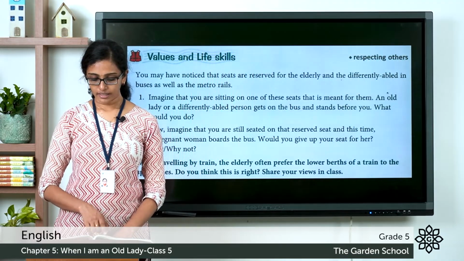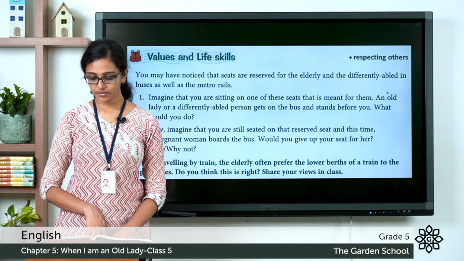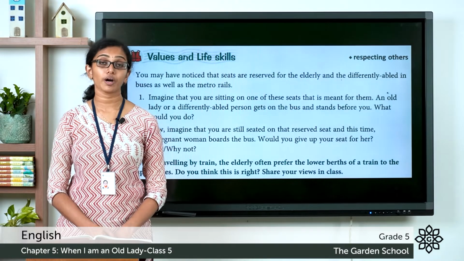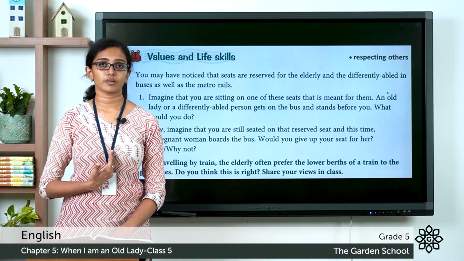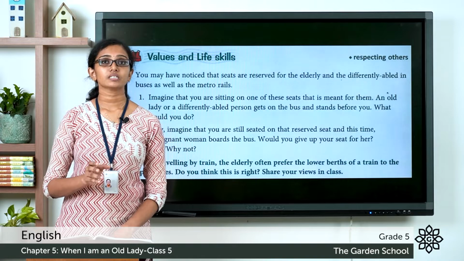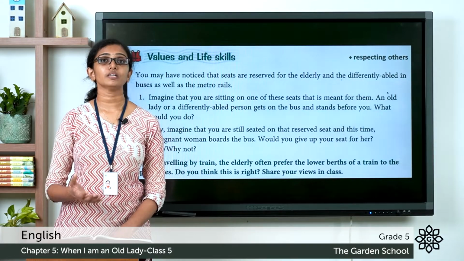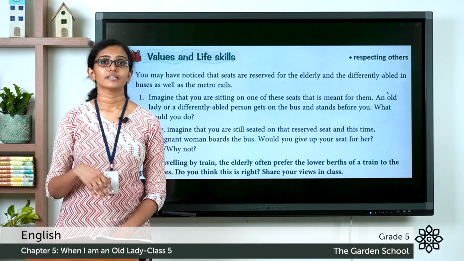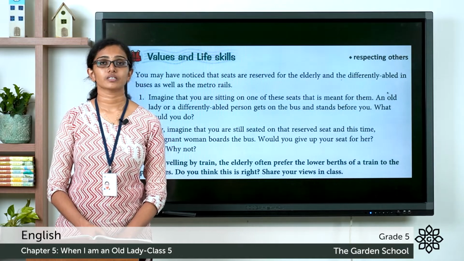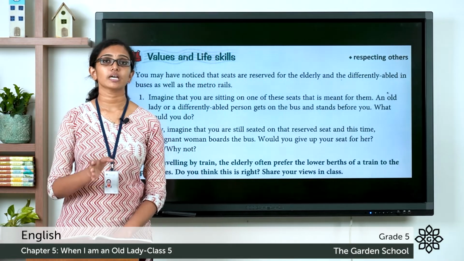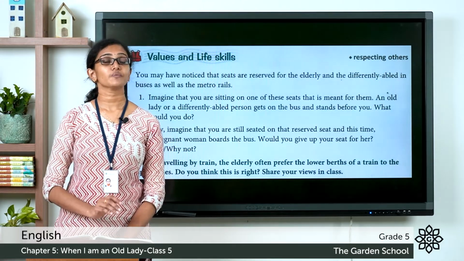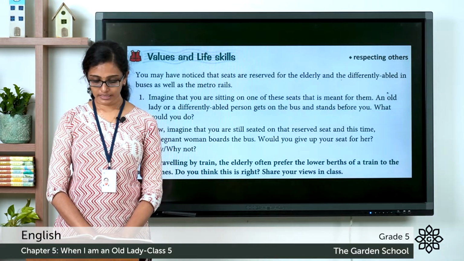Question number 2. Now imagine that you're still seated on that reserved seat and this time a pregnant woman boards the bus. Would you give up your seat for her? Why or why not? If I were in your place, I would definitely give up my seat for a pregnant woman because it's not safe for her and her baby to travel standing in a crowded bus or train. There are chances that accidents might happen and it will also be so tiring for her. So whenever you see a pregnant woman, you should always give up your seat so that she and her baby can travel safely. That is also a way to show respect to her. So there is one more question given here.